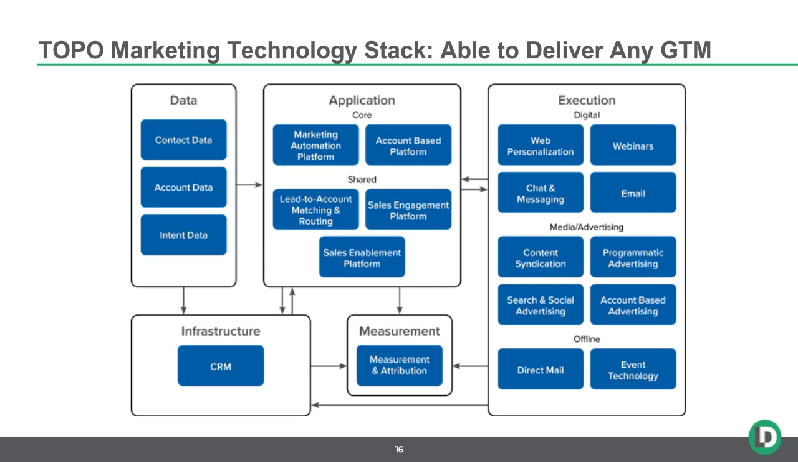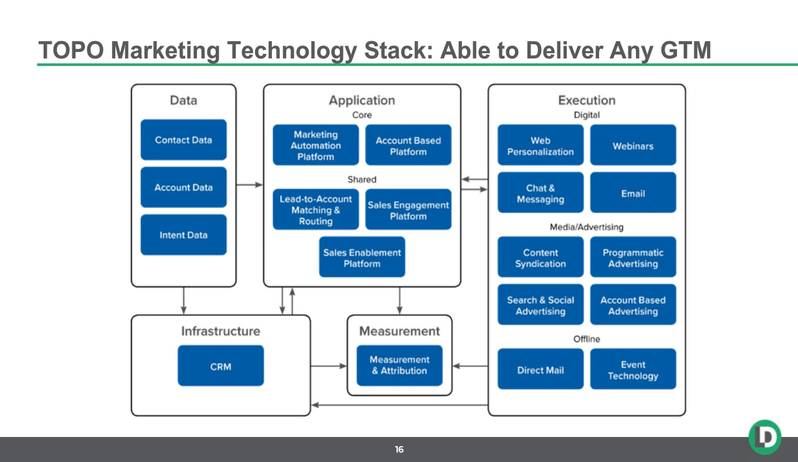If you're doing something account-based and your marketing automation platform is all lead-based, then you need to have some sort of account-based platform. And then these shared ones are shared with not only the marketing technology stack, but with also the sales technology stack. So lead to account matching and routing, which we'll talk about, a sales engagement platform, a sales enablement platform. Those are super important as well.